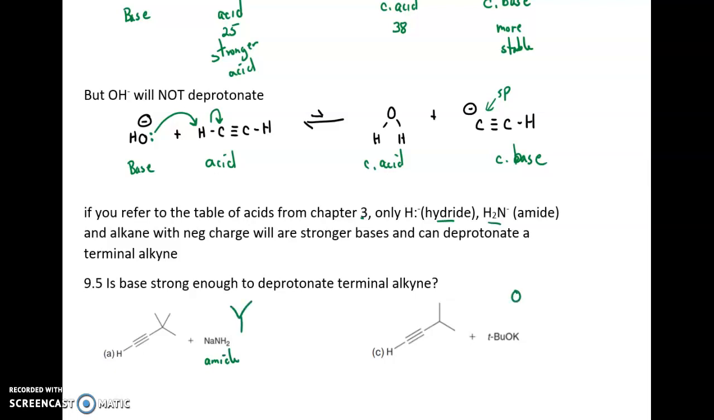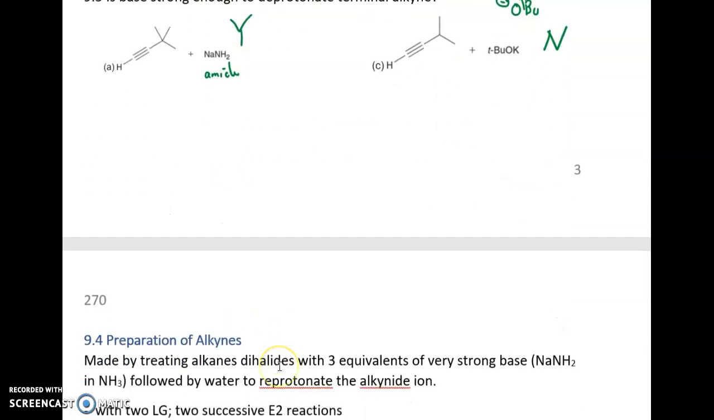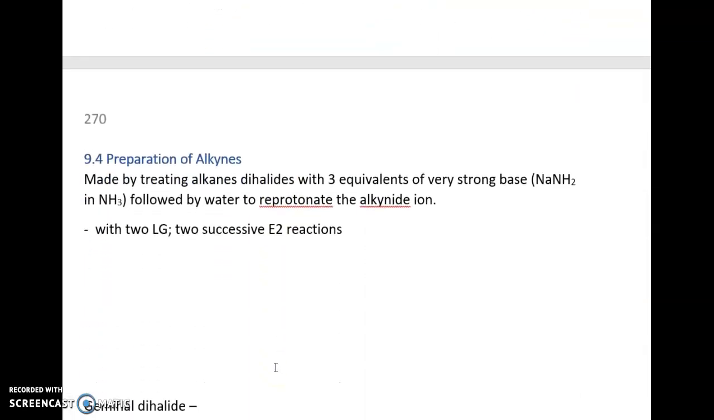This is going to be a negative charge on an oxygen with the alkane stuff attached to it, like the t-butyl, but I don't put that in there. But anyway, it's a negative charge on an oxygen, and this is not going to be strong enough. It has to be a negative charge on an alkane or a hydride or an amide. And next we'll talk about the preparation of alkynes.